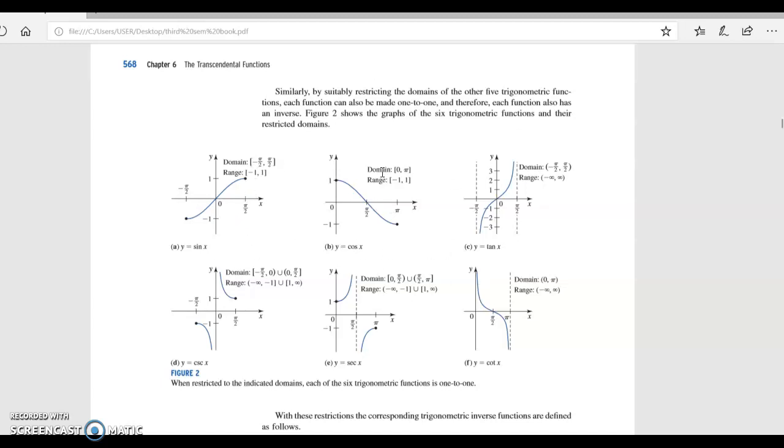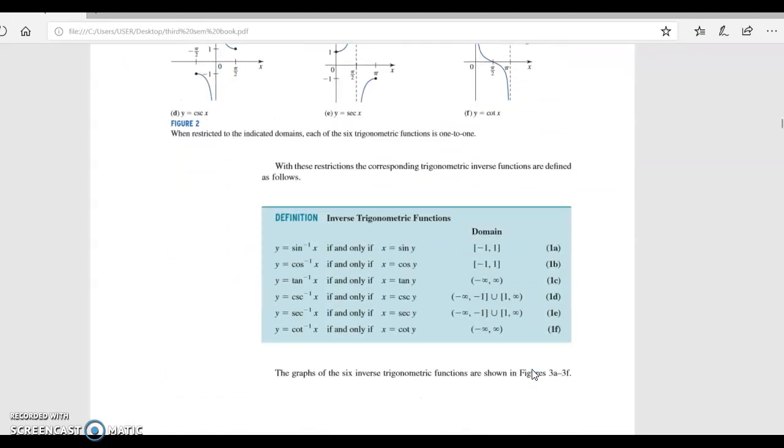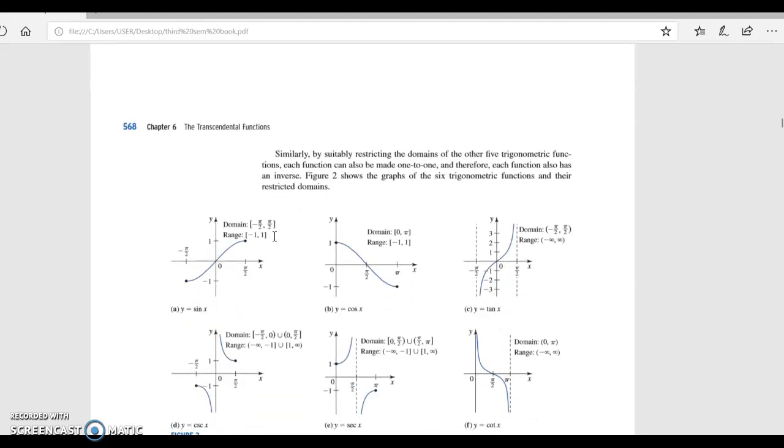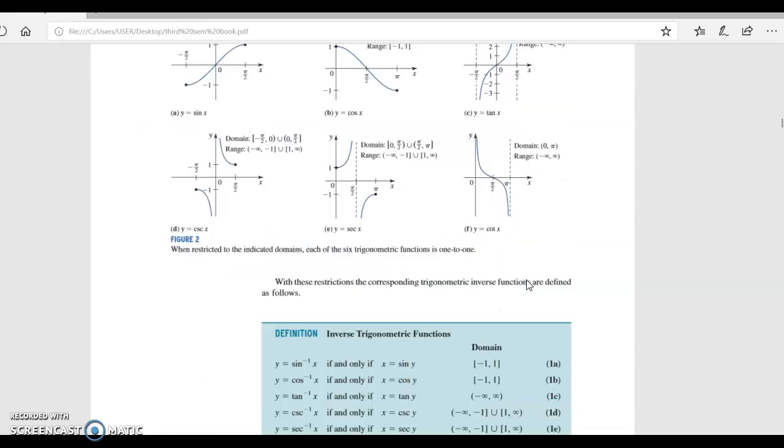These are the restricted domains. The trigonometry functions are sine, cos, tan, cosec, sec, and cot. These are the corresponding figures, and look at the range also. We have to remember the domain and range correctly. Minus pi by 2 to pi by 2, range minus 1 to 1, this is one-to-one. Here domain 0 to pi, range minus 1 to 1. This is one-to-one.